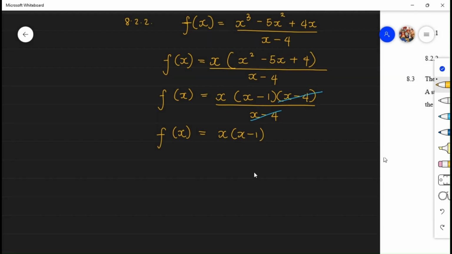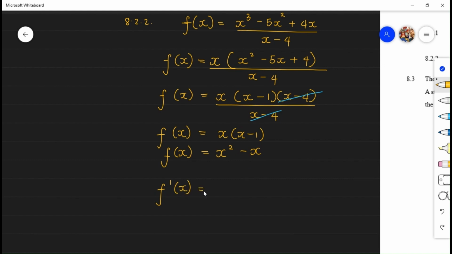So let us simplify this. If we simplify f of x, we would end up with x times x giving us x squared, x times negative 1 giving us negative x. Now we are in a position to derive. This is something that can be derived. So we introduce f prime of x.